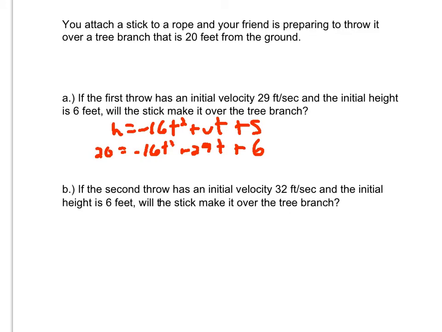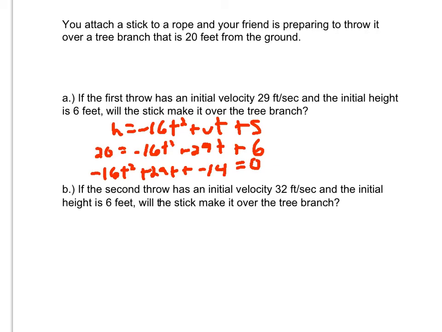Alright, so now if I go ahead and set that equal to 0, I'm going to subtract 20 on both sides. It's going to be negative 16t squared plus 29t, and then plus, and 6 minus 20 is negative 14. Alright, and that all equals 0.